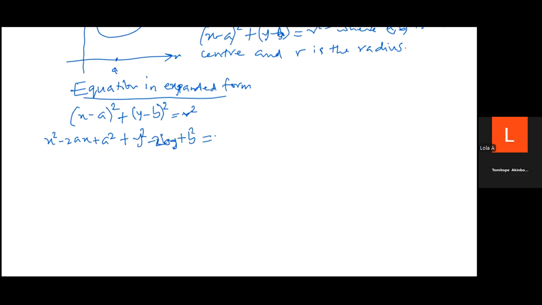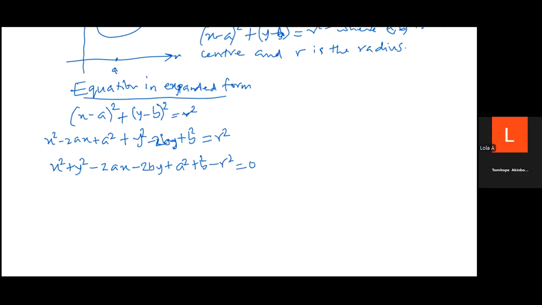equals r squared. Then I will rearrange in such a way that I'm going to have x squared plus y squared minus 2ax minus 2by plus a squared plus b squared minus, I want to take the r squared to the left-hand side, minus r squared equals 0. Is that clear? Yes, sir.